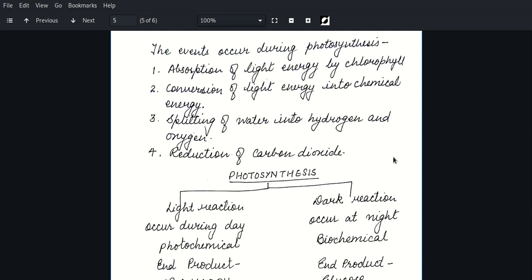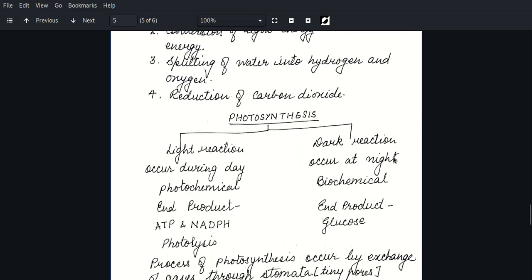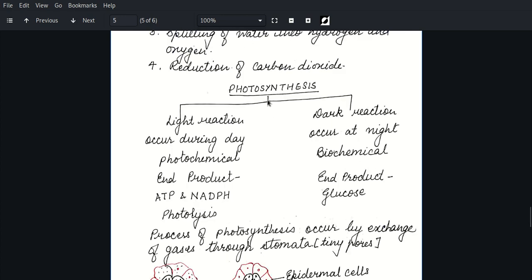This process of photosynthesis is completed in two steps, or we can say this is the combination of two types of reactions. First is light reaction, second is dark reaction. As it mentions, light reaction means the reaction which occurs in presence of sunlight. It means it occurs during day. Dark reaction, dark means no light. So this reaction occurs at night.